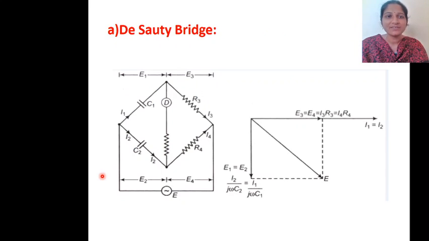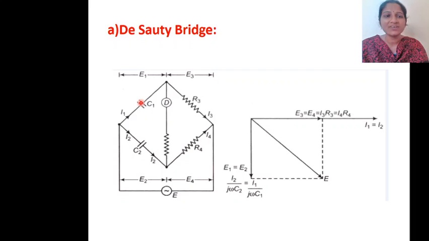Coming to the first one, that is the Desauty bridge. The Desauty bridge is used to measure an unknown capacitance. That unknown capacitance is placed in the first arm. Here also there are 4 arms. In the first arm you will be placing the unknown capacitance. C1 is the unknown capacitance and C2 is the second, standard capacitance. R3 is the standard resistance, R4 is also a standard resistance.